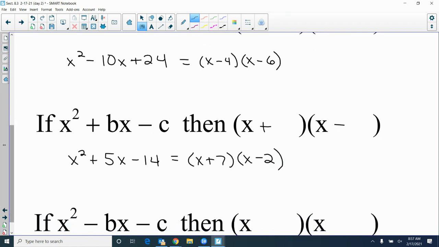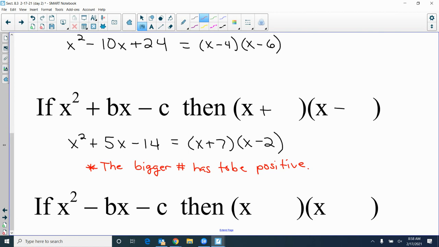Okay, one thing you want to be careful of. If that's the case, if the middle number is positive, that means the bigger number has to be positive. Okay, the bigger number has to be positive.